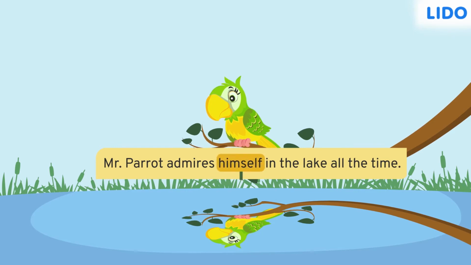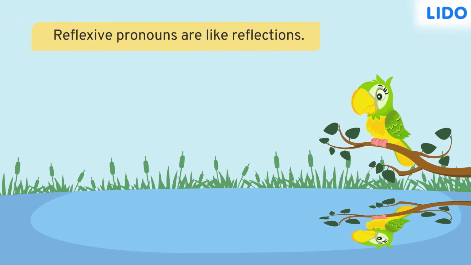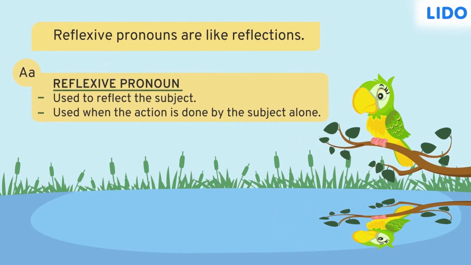Likewise, himself is a reflexive pronoun. Think of reflexive pronouns as reflections. They are used to reflect the subject in the predicate of the sentence. They are used when the action is done by the subject alone. In such a case, subject and part of the predicate are actually the same.